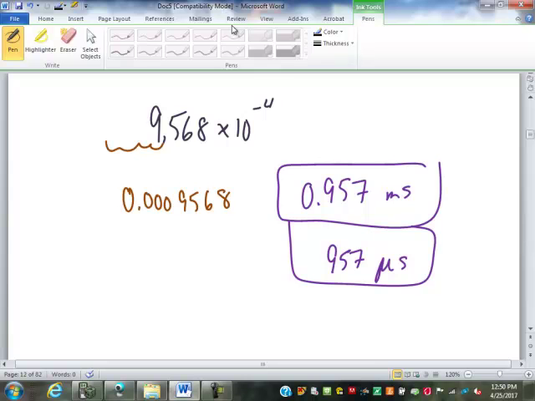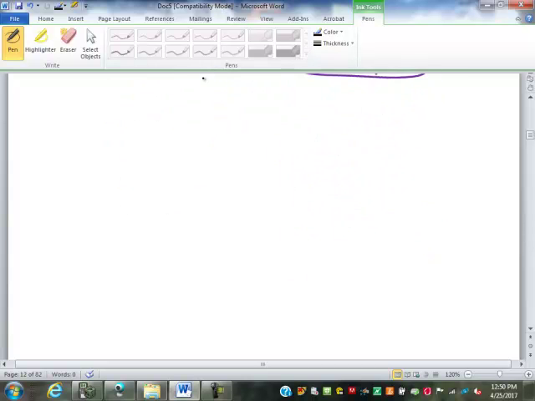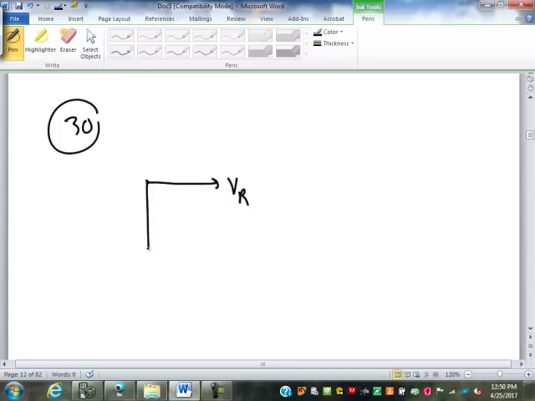Okay, number 30. I'm going to give you one like number 30. This goes off of that whole phase diagram thing again. Here's my resistance voltage. This is my capacitive voltage. This is my inductive voltage.